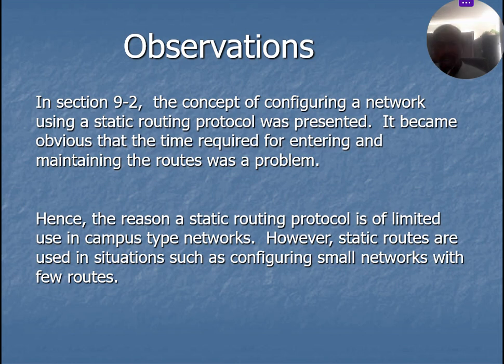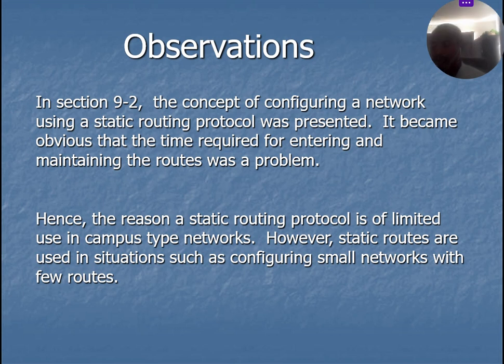The Open Shortest Path First routing protocol, that's one. Then we have the Enhanced Interior Gateway Routing Protocol, and before it we had the Interior Gateway Routing Protocol. And then we have the RIP routing protocol, the Routing Information Protocol. And then the Border Gateway Protocol. So these are the four subsections of dynamic routing protocol.